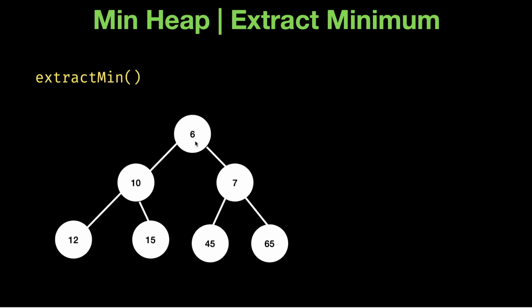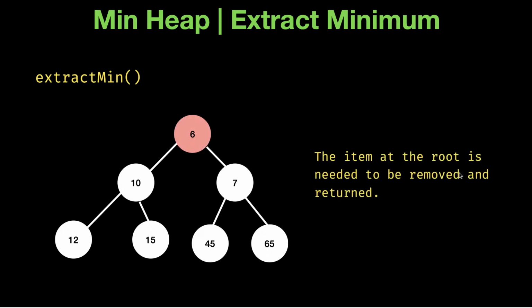Now extract minimum, that means removing the minimum value from the heap itself. The item at the root needs to be removed and returned, right? So to remove it, we cannot remove it directly, right? Because if we remove it directly, then there will be a null in the root.